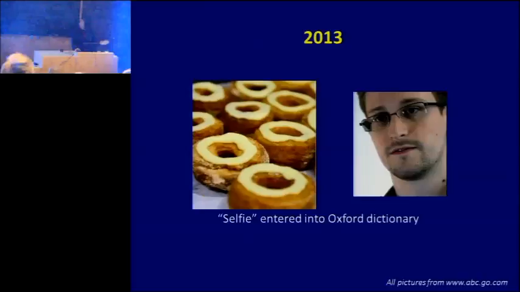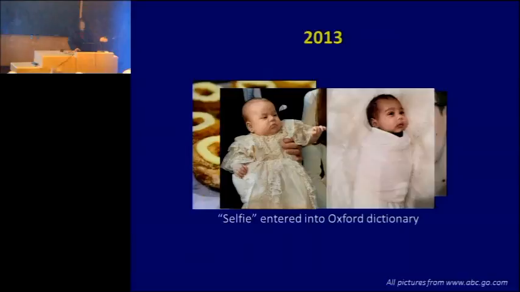Usually we have some memories that we try to keep in our heads that help us remember years. 2013 was the year that the word selfie entered the Oxford Dictionary. The cronut came into existence. This guy leaked all kinds of documents. And many of us might have had babies, grandbabies. There was a royal baby, a Kardashian baby.